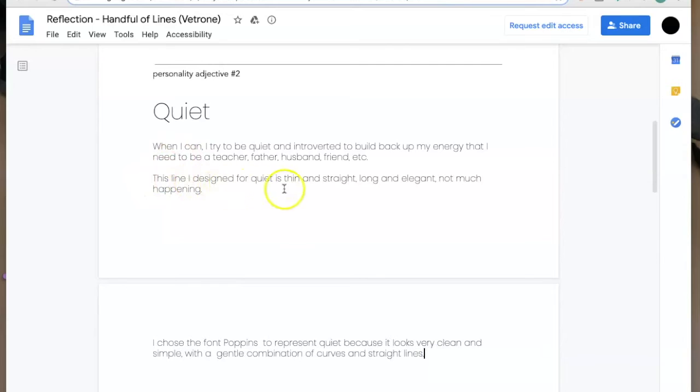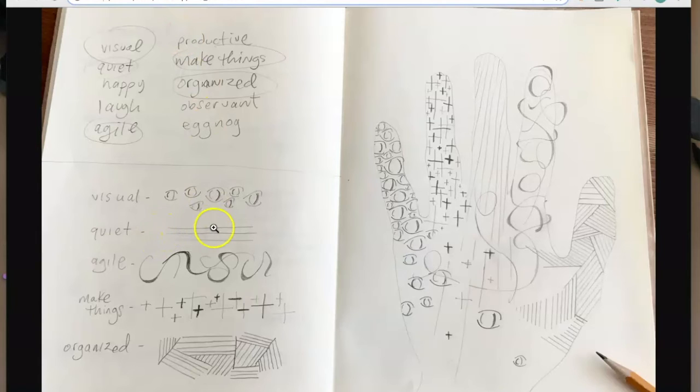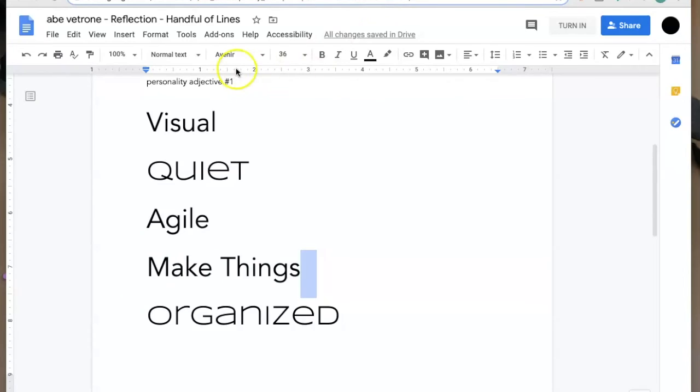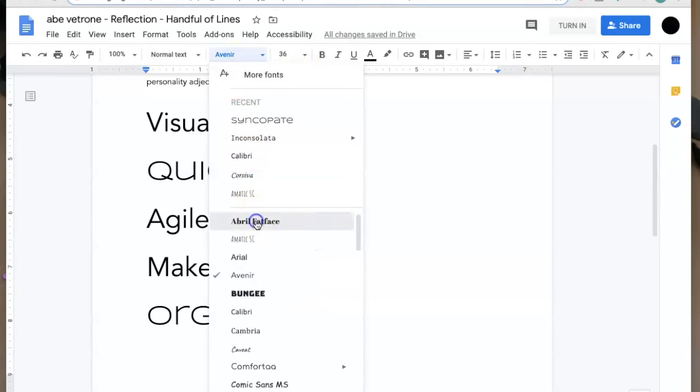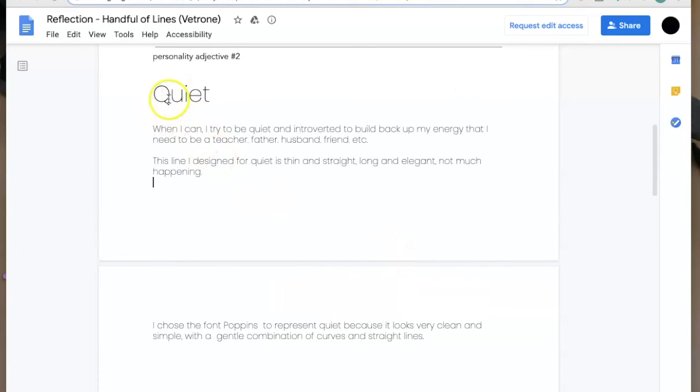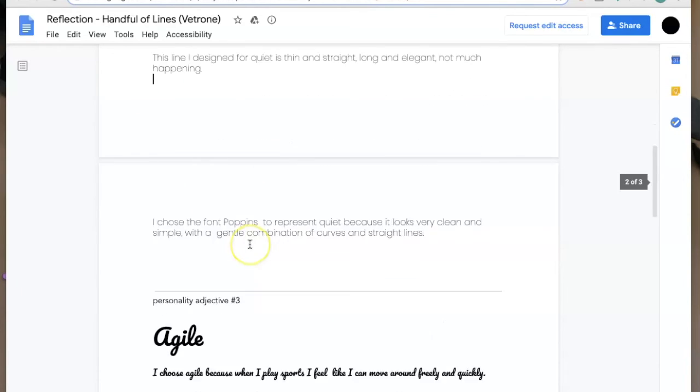The line I designed for quiet is thin and straight, long and elegant, not much happening. If you remember that picture, thin and straight, okay, not much happening. And then tell us about the font. I chose the font Poppins. Again, you can get the name of the fonts from up here. I chose the font Poppins to represent quiet because it looks very clean and simple with a gentle combination of curves and straight lines. Okay, so tell us why you think that font represents that word.